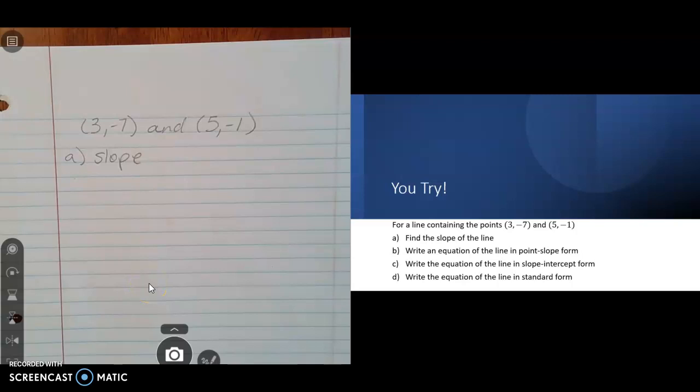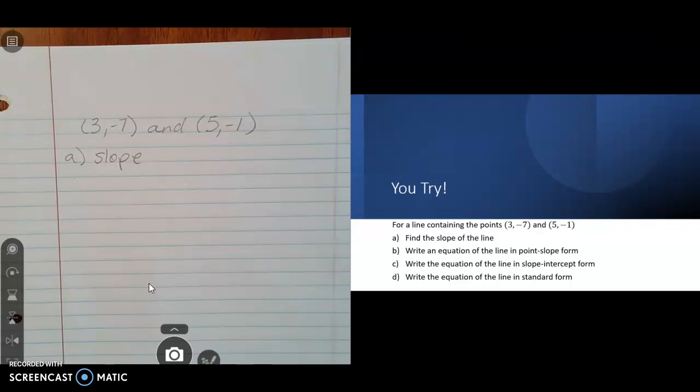Hi, you all just finished a U-Try where I asked you a lot of questions about the same line. We've got a line that is containing the points (3, -7) and (5, -1), and essentially I just asked you guys step by step all the way through it. I want you to find the slope and the equation of the line in point-slope form, then slope-intercept form, and then standard form. So all of the steps there.